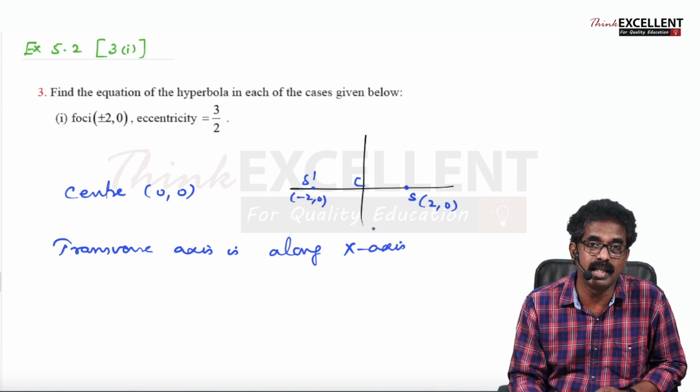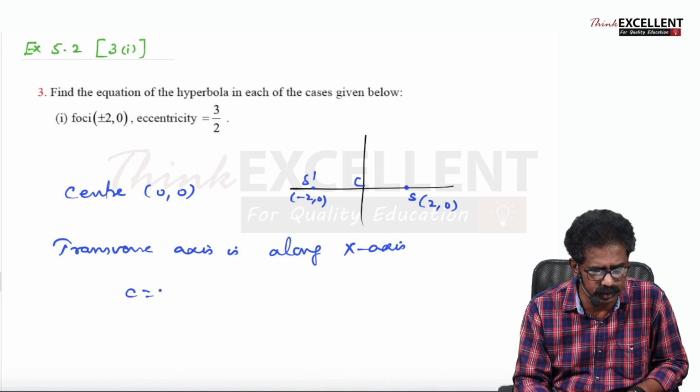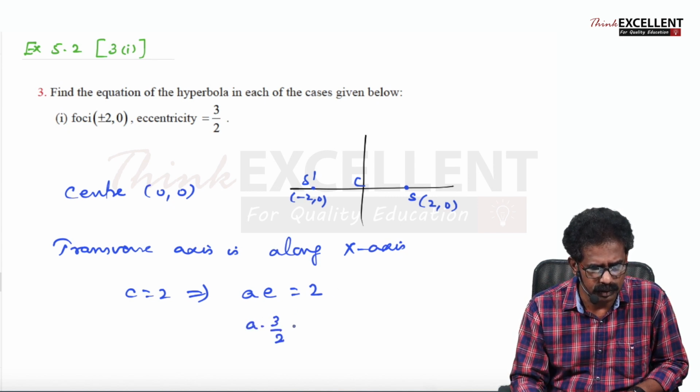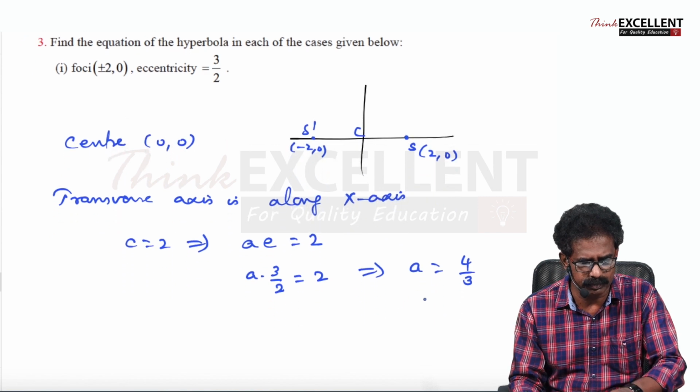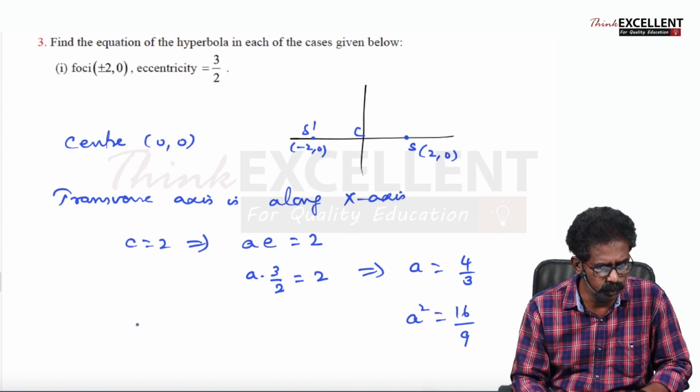In ellipse we say major axis, but here the transverse axis is along the x-axis. So foci, that is ae, that is the c value, right? C value 2, that means ae equal to 2. But e value is given as 3 by 2, so a into 3 by 2 equal to 2. So you can find a equal to 4 by 3. From that you can find a square, 16 by 9.